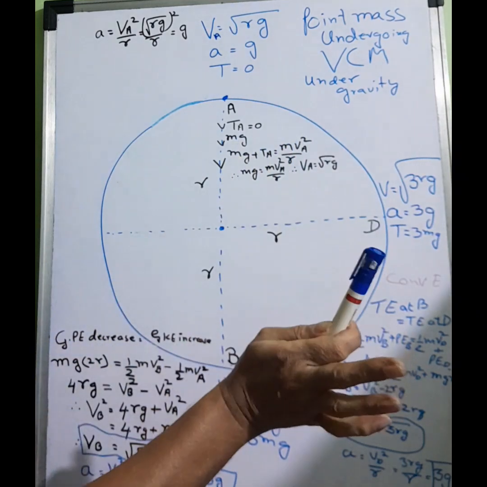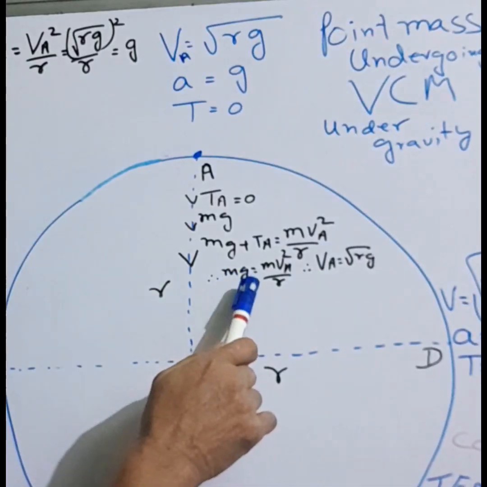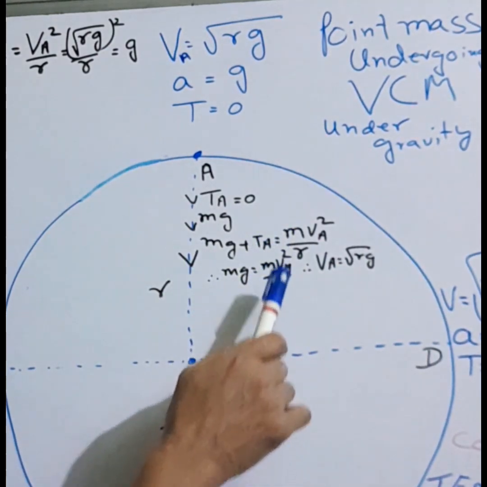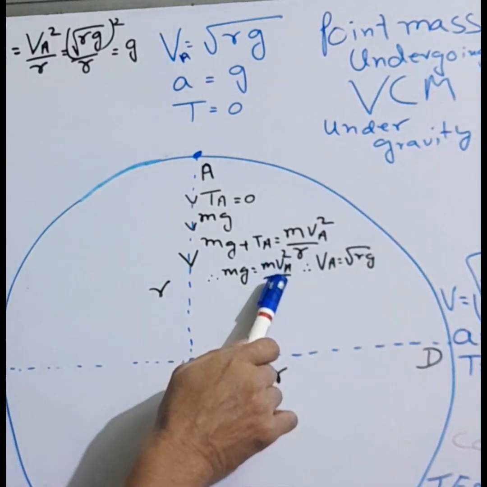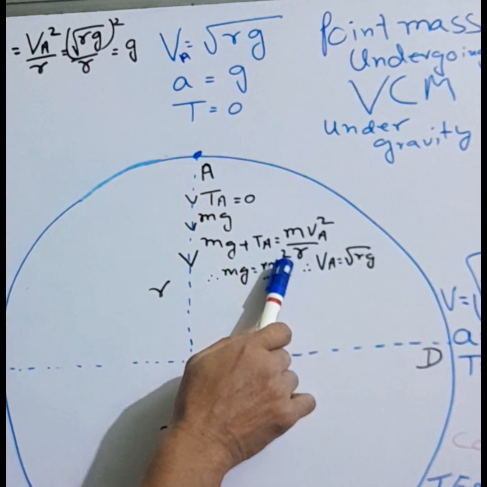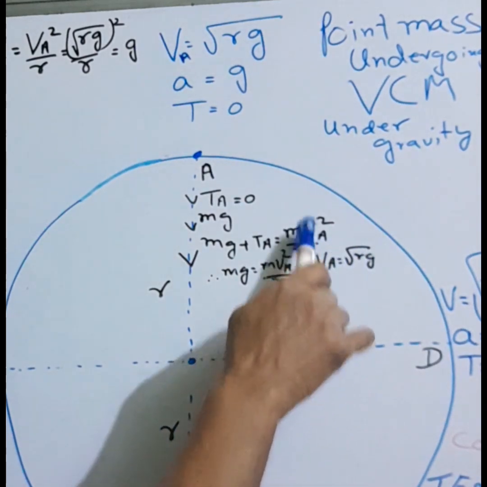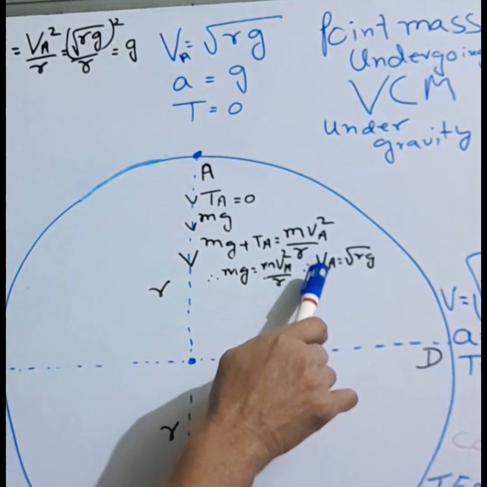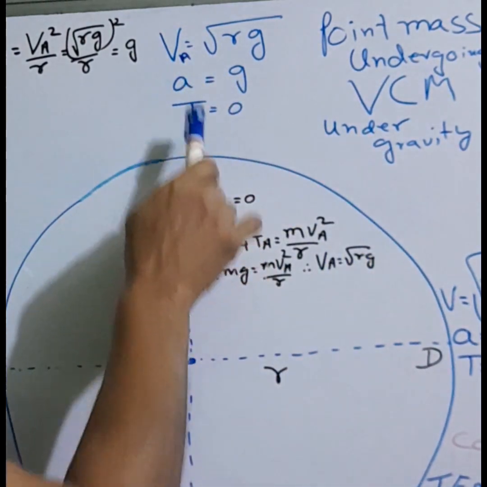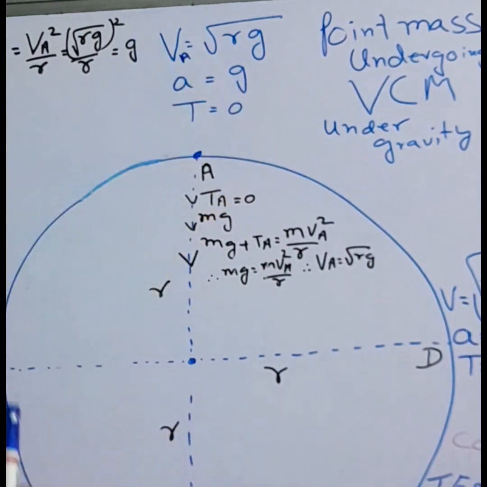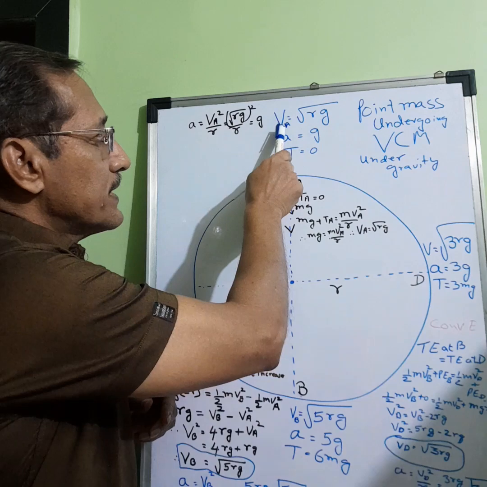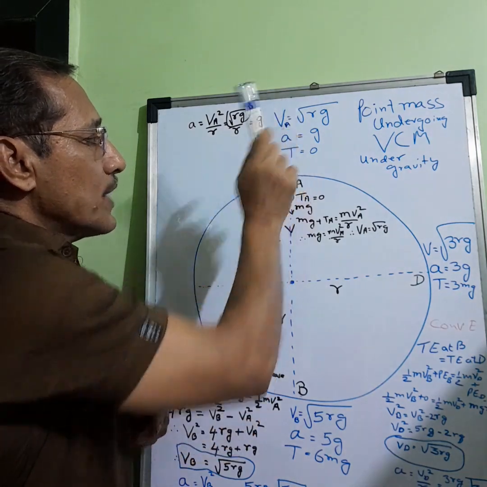Now we know TA doesn't exist. So mg is equal to mVA square upon r, therefore g is equal to VA square upon r. The m cancels, I take r this side, so V square is equal to rg. Rooting both the sides, we end up with VA equal to root rg. So the velocity at point A would be root rg.